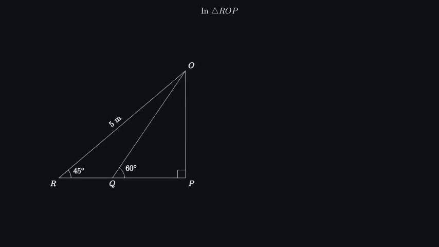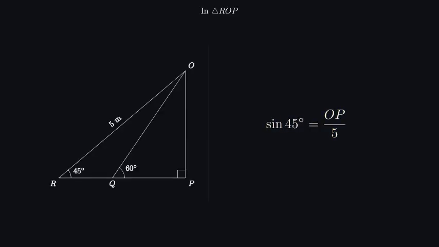From triangle ROP, the angle at R is 45 degrees. The side opposite 45 degrees is OP, and the hypotenuse is OR. So we use sine, because sine is opposite over hypotenuse. Since OR equals 5, we substitute 5 for the hypotenuse.